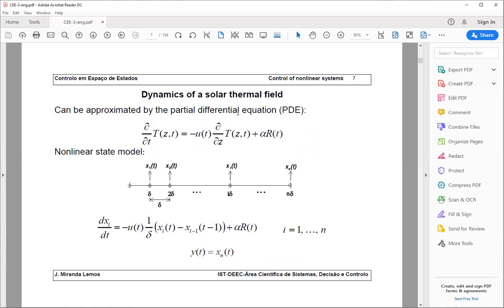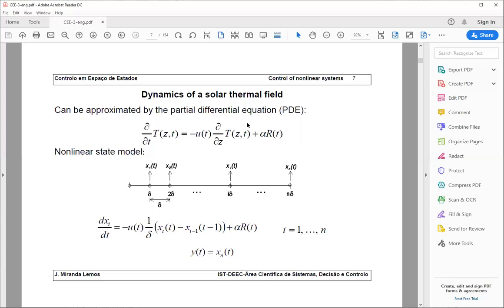This differential equation says that the partial derivative of the temperature with respect to time is equal to minus the flow times the partial derivative of the temperature with respect to the position Z along the pipe, plus a term which is proportional. Alpha is a proportionality constant proportional to the solar radiation R. And here U is the flow.